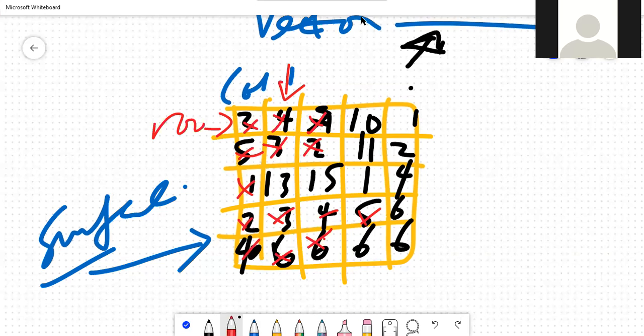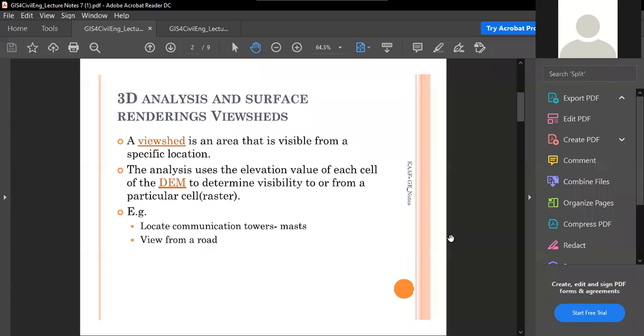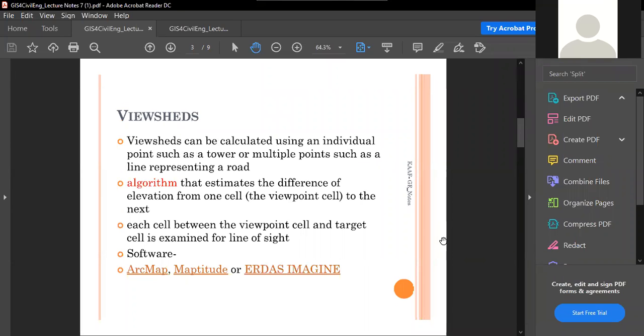So back to our slide. Viewshed can be calculated using an individual point such as a tower, or multiple points such as a line representing a road. And you say, okay, if I'm on this road, what are the areas that can be seen? So these have security implications, and also for locating certain devices. The military will need it.